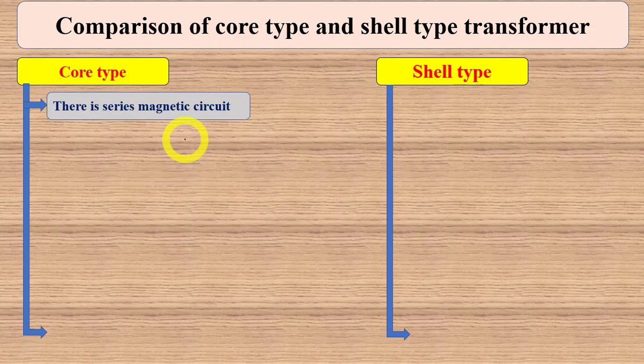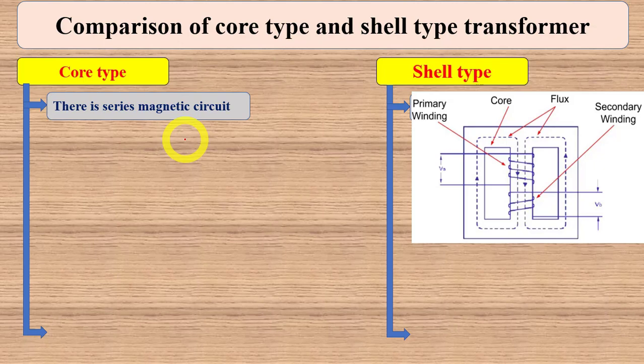On the other hand, in a shell type transformer, a parallel magnetic circuit is available. Look at the diagram. This is the main flux phi m, and this is also part of phi m, which is half of the phi m. So the main flux has two paths for traveling from the outer limb. So this arrangement provides the parallel magnetic circuit.